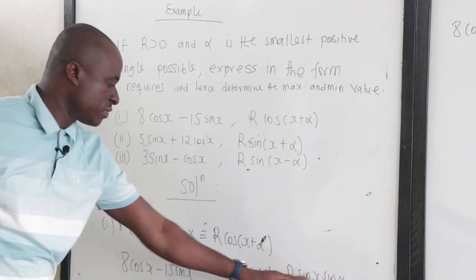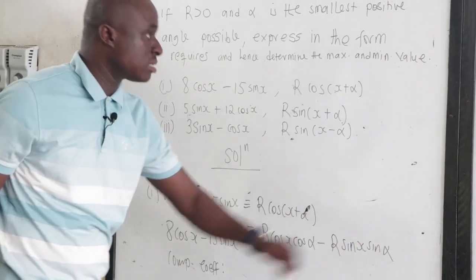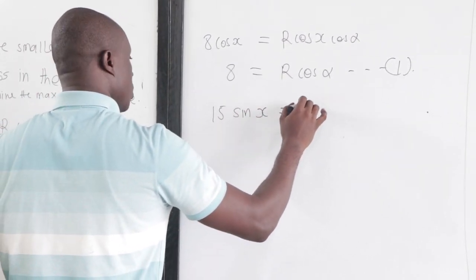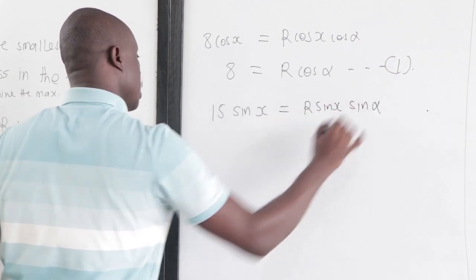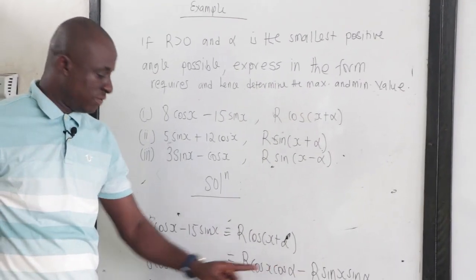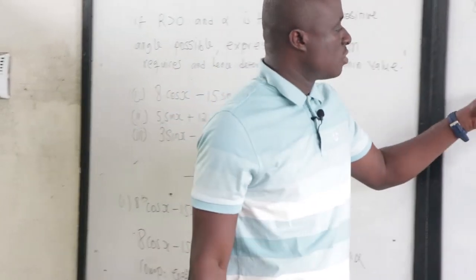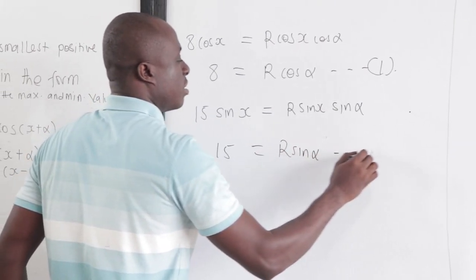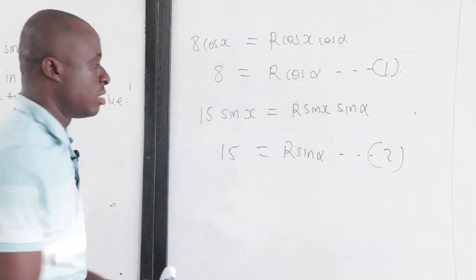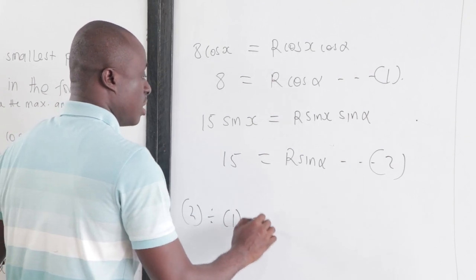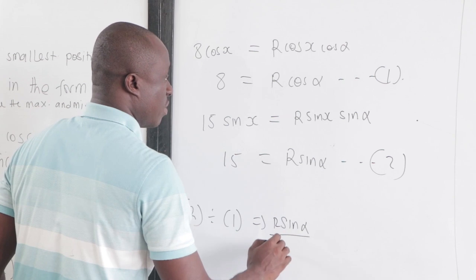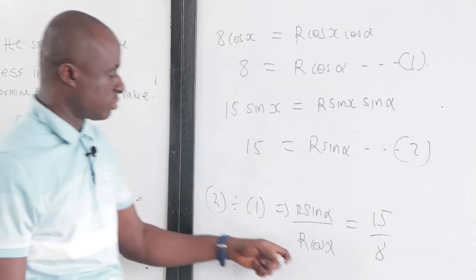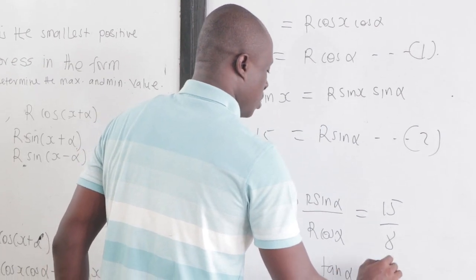Let's also see the second one. We have sin x and then we also have sin x, so 15 sin x equal to r sin x sin alpha. Now let's note something. You see this negative and that negative will cancel out, so sin x will cancel out. We have 15 equal to r sin alpha. This is equation 2. Dividing this by this, we'll get tan. So equation 2 divided by equation 1: r sin alpha over r cos alpha equal to 15 over 8. So tan alpha equal to 15 over 8.